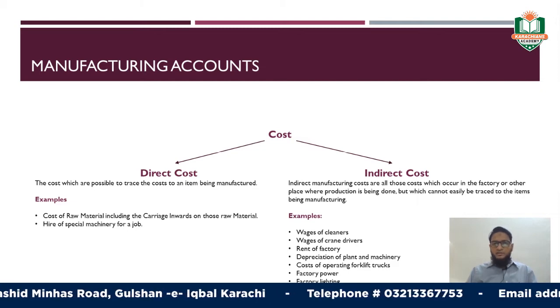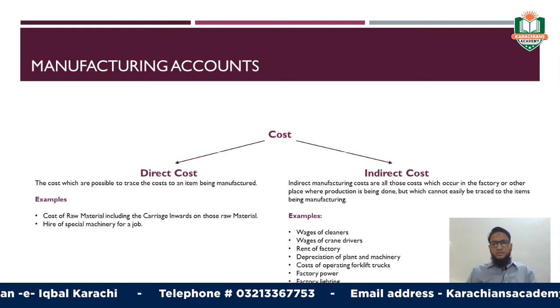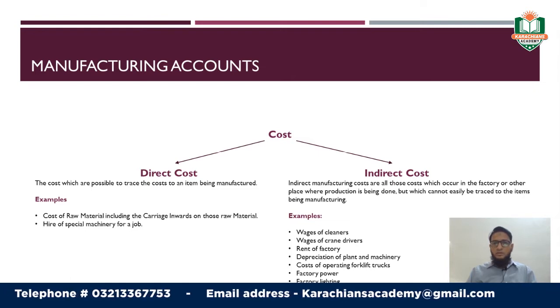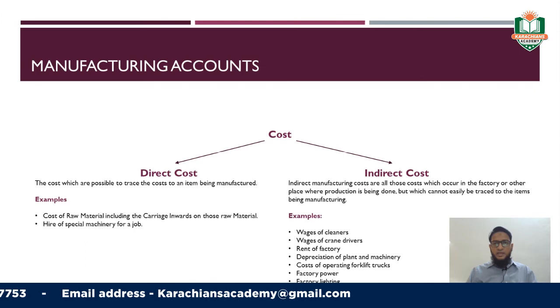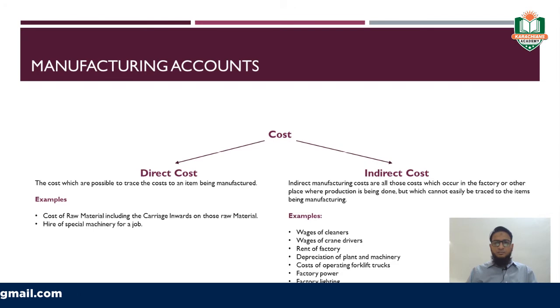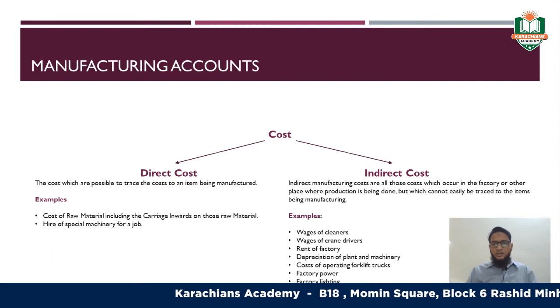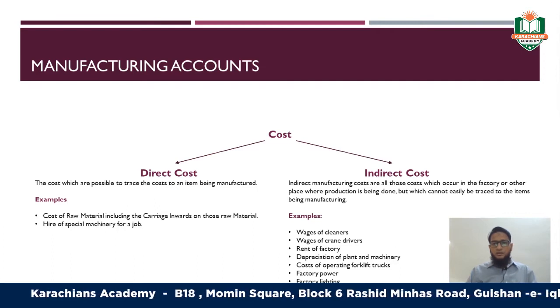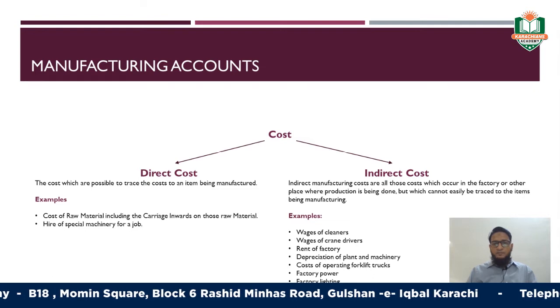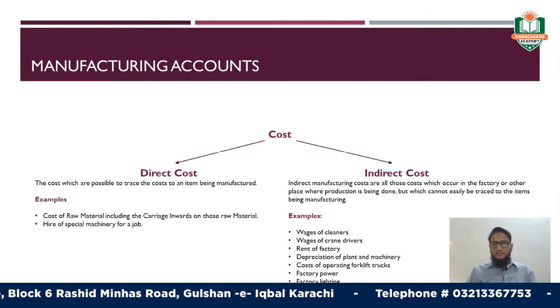Indirect manufacturing costs are all those costs which occur in the factory or other place where the production is being done, but which cannot easily be traced to the items being manufactured. The examples are wages of the cleaners, wages of the crane drivers, rent of the factory, depreciation of the plant and machinery, cost of operating forklift trucks, factory power, factory lighting, right?